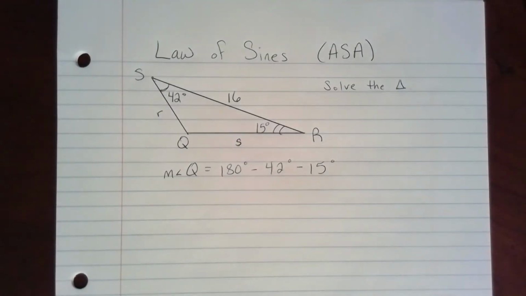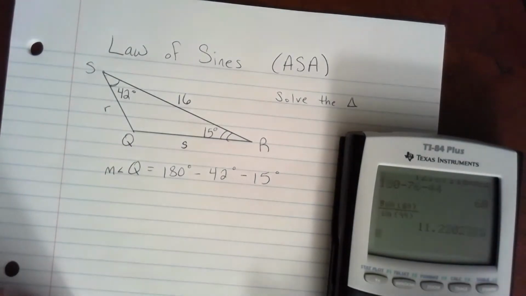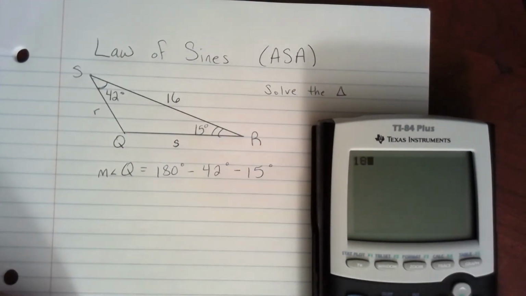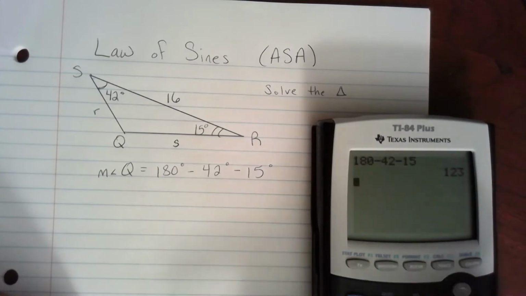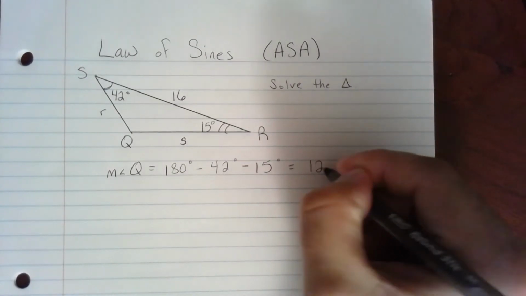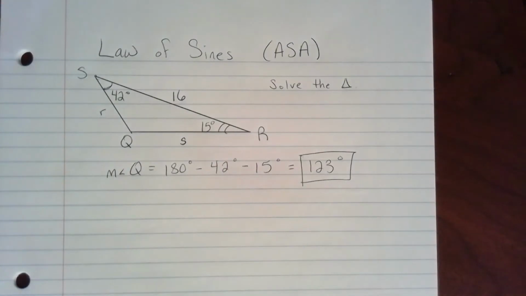So here, just to save a little bit of mental faculty, you can see this is the same calculator from the previous video. We have 180 minus 42 minus 15, and we see that our obtuse angle there is 123 degrees. Well, there we go. We've got one of our three pieces of information that we need already.